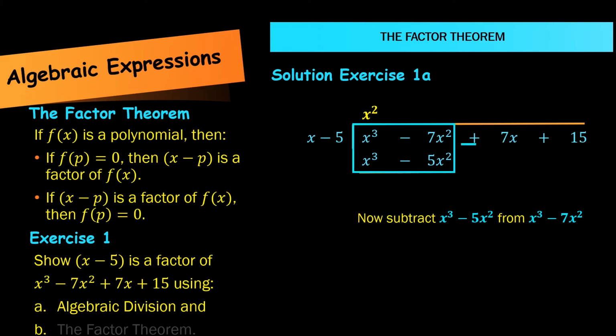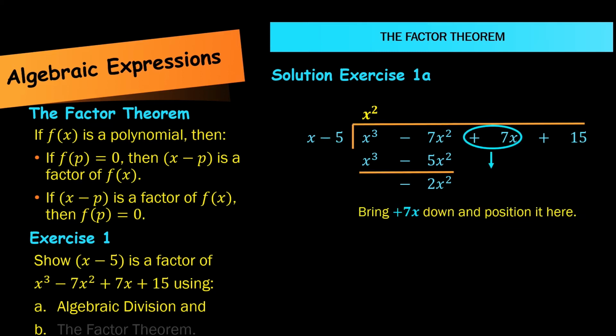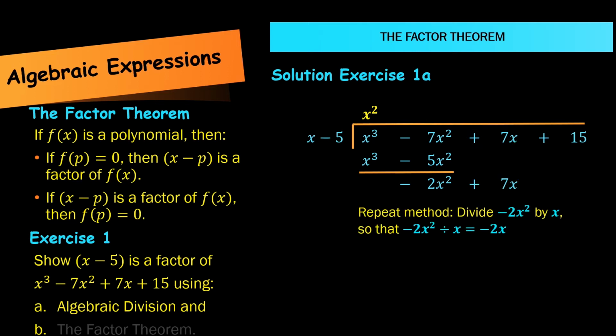Now subtract x cubed minus 5x squared from x cubed minus 7x squared to give minus 2x squared. Bring the 7x down and position it here. Then repeat the method. Divide minus 2x squared by x, so that minus 2x squared divided by x equals minus 2x. And position the minus 2x as shown.